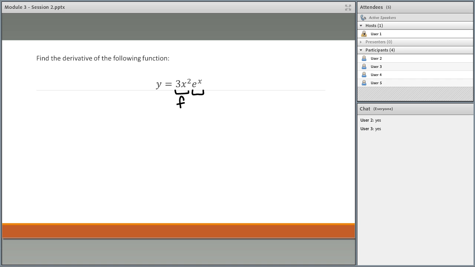you can label this function f and that function g. So let me go below and say f equals 3x squared and g equals e to the x. And again, this is just to keep things organized, and you don't have to do this, it just might help. We know we're going to need f prime, and we know we're going to need g prime. So right below, I'll just say f prime equals and g prime equals. What does f prime equal? So the derivative of f.